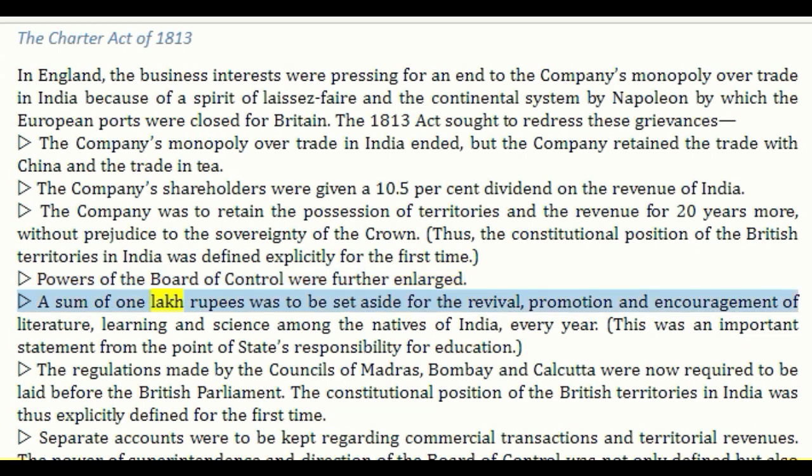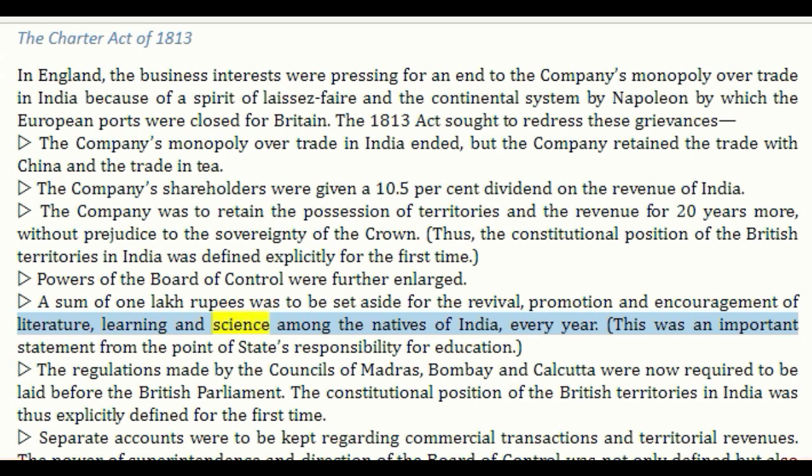A sum of 1 lakh rupees was to be set aside every year for the revival, promotion and encouragement of literature, learning and science among the natives of India. This was an important statement from the point of the state's responsibility for education.